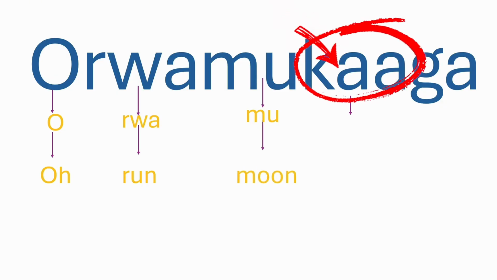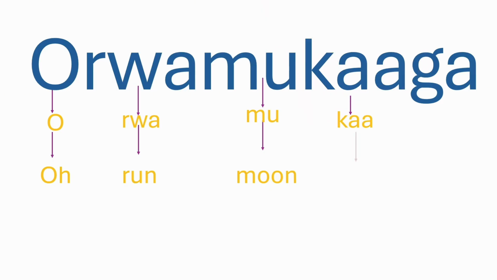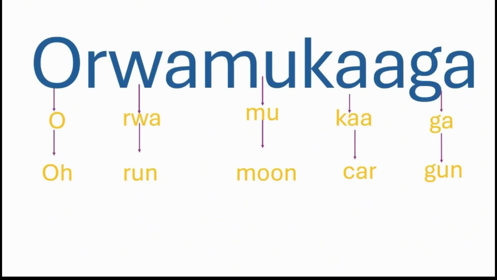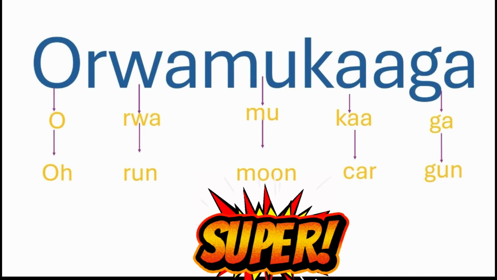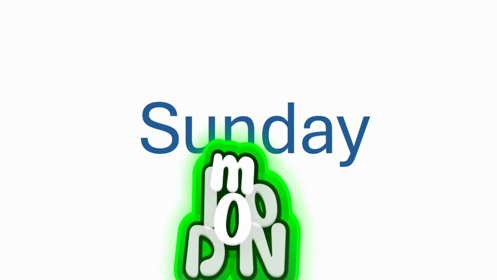K-A is Ka, as in car, Ra Muka. Then G-A is Ga, as in gun. So the Rukiga word for the English word Saturday is Orwamukiga. All right, we have one more day to cover, and that is Sunday.